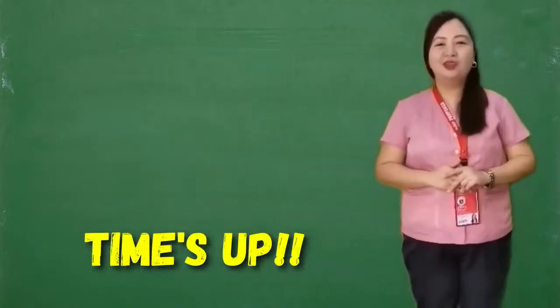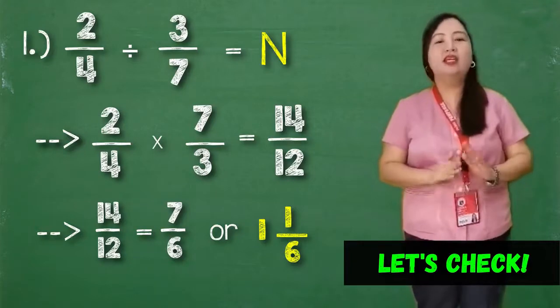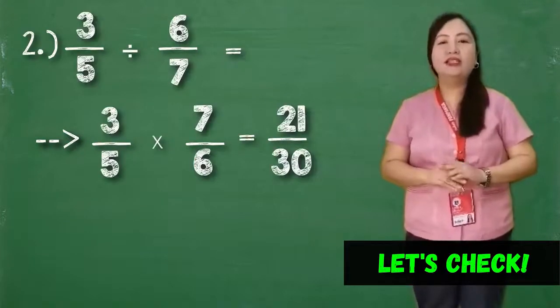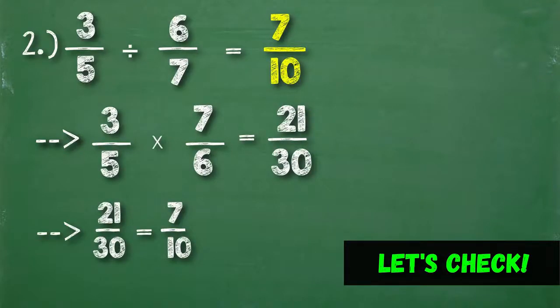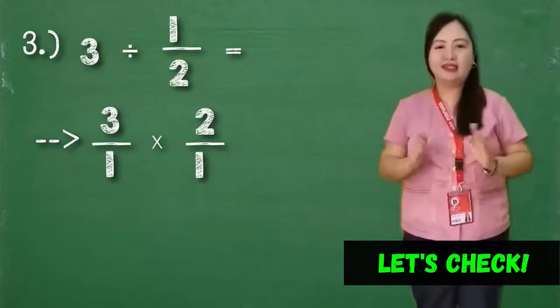You've got the correct answers. In number 1, we already answered it. The final answer is 1 1/6. In number 2, the answer is 7 tenths. In number 3, the answer is 6.